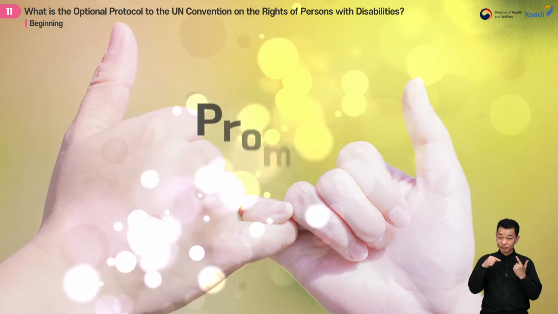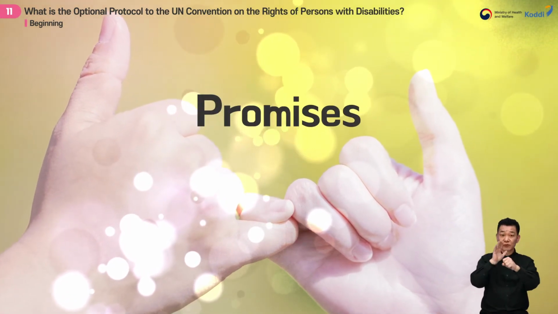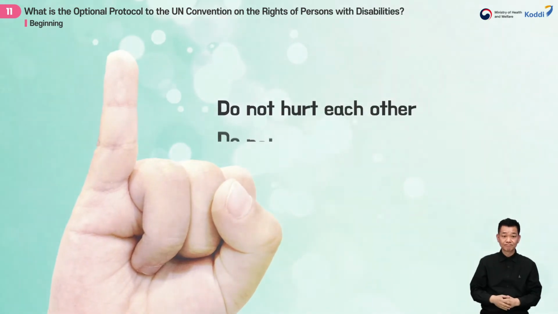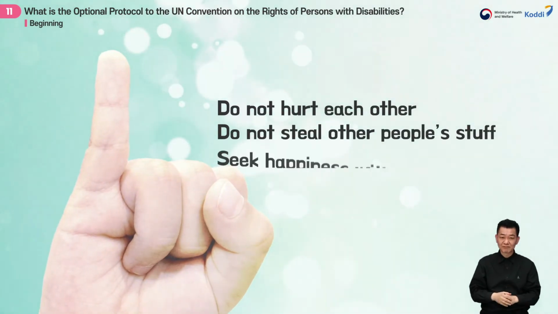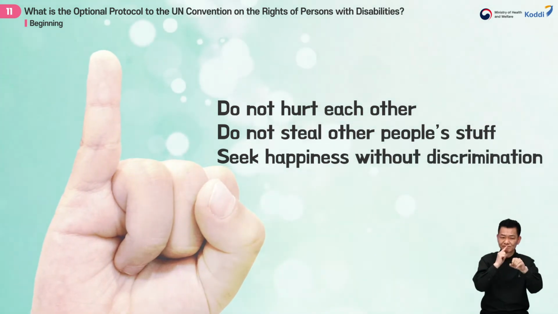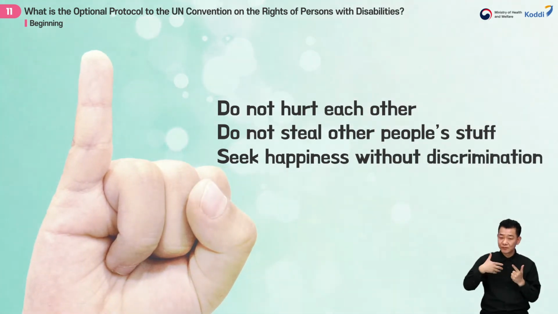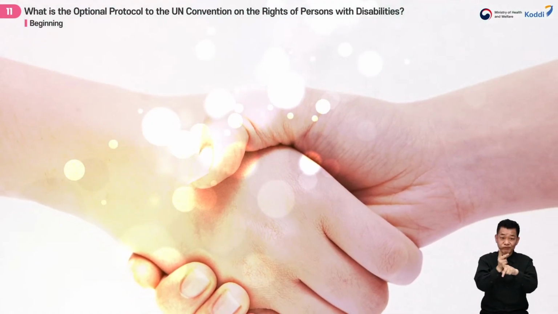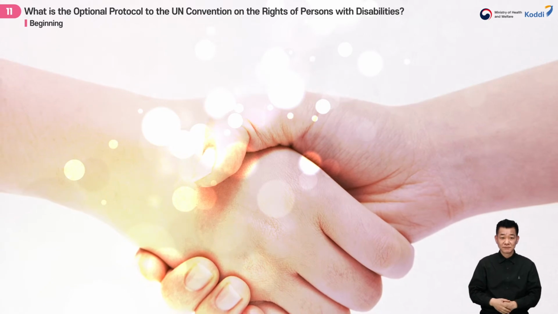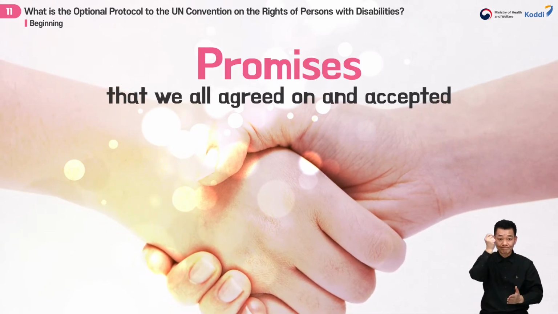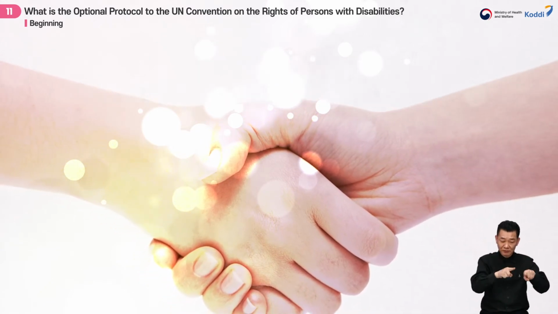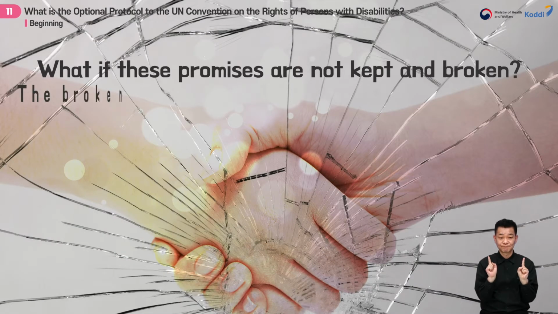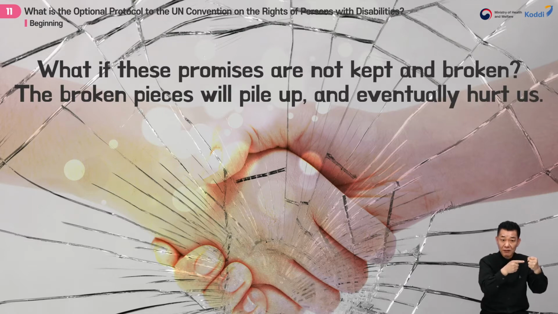There are many promises in the world we live in. Promises such as not hurting each other, not stealing other people's stuff, and seeking happiness without discrimination exist in our society like the air we breathe. These promises were kept for a long time, existing up to today because these are promises that we all agreed on and accepted. If these promises are not kept and broken, the broken pieces will pile up and eventually hurt us.